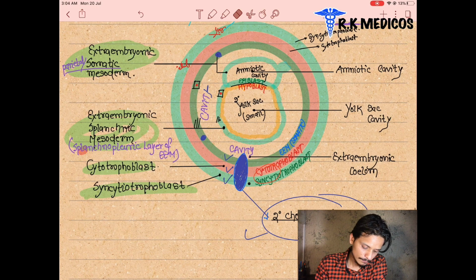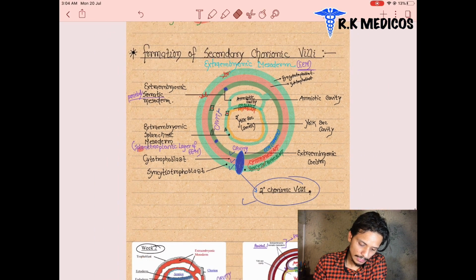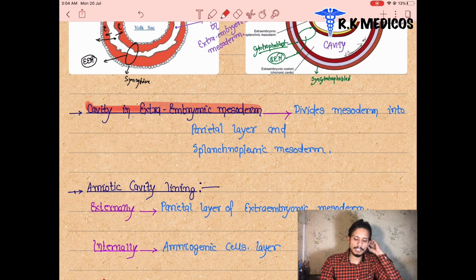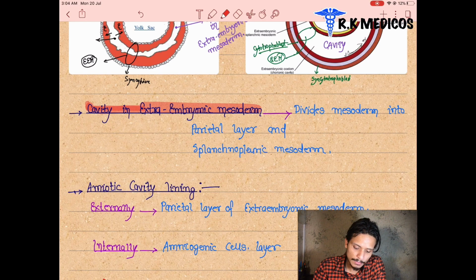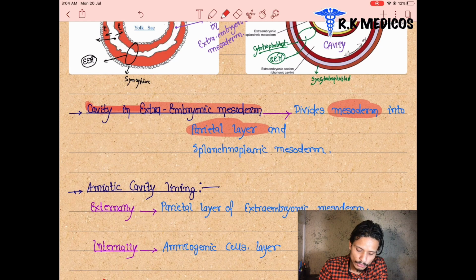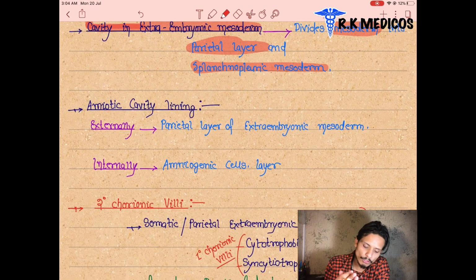Next, in the next part we can see the cavity inside the extra embryonic mesoderm. Now imagine the extra embryonic mesoderm, inside it the cavity is present. It divides the extra embryonic mesoderm into two parts. That is the parietal layer, the outermost, and the innermost is the splanchnopleuric layer. The splanchnopleuric layer is the innermost and the outermost is the parietal layer.